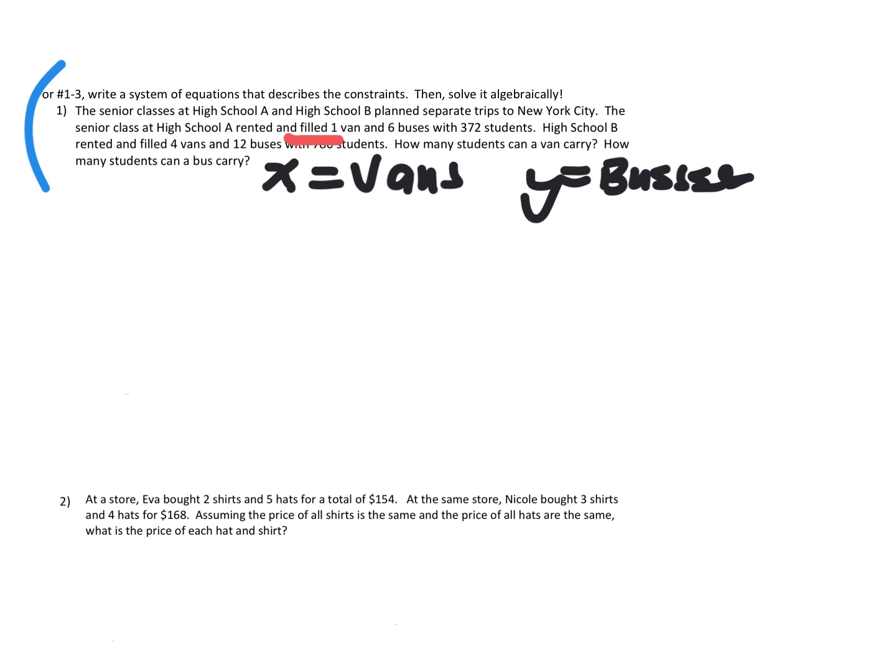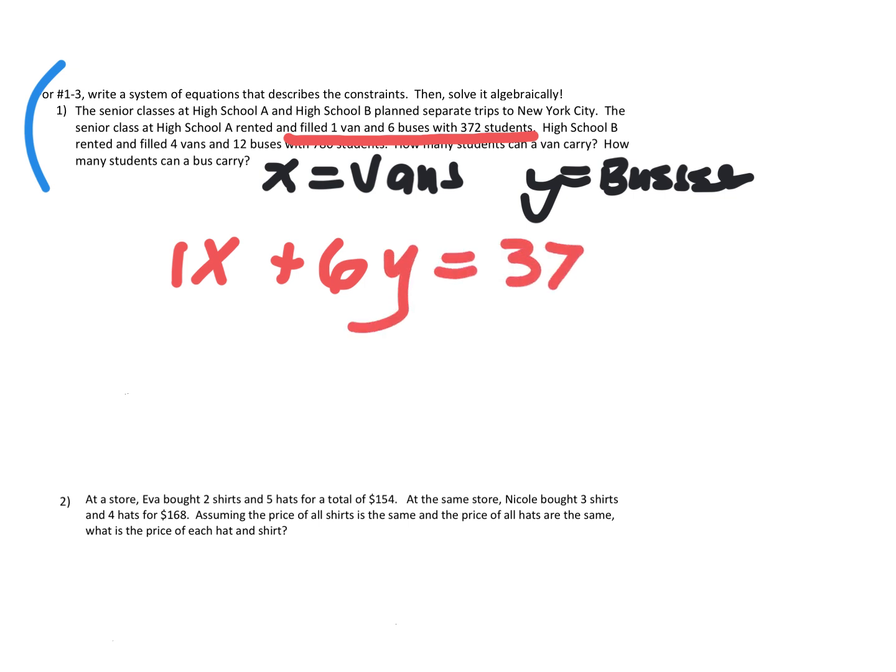They filled one van and 6 buses with 372 students. One van plus 6... Oh, I used a V for a van. I've got to use X. So 1 vans are X plus 6 buses, and you've got 372. That seems doable. Make sure you get parents to call you in or something.